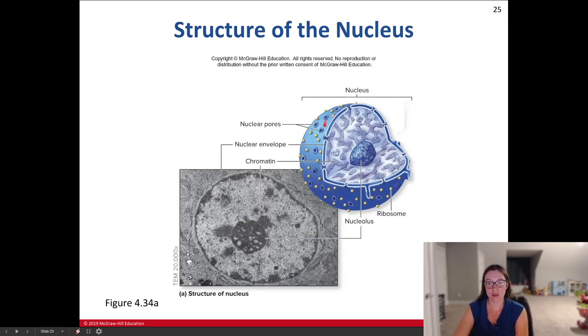This picture shows us this double phospholipid bilayer, that's the nuclear membrane. These holes are the nuclear pores. And here it would continue out and be continuous with the rough endoplasmic reticulum. On the inside we have the nucleoplasm, and all of this stuff in here is going to be filled with chromatin, which is this uncoiled form of DNA. And then this dark staining body in the middle is the nucleolus, right, which is going to be making those ribosome subunits.